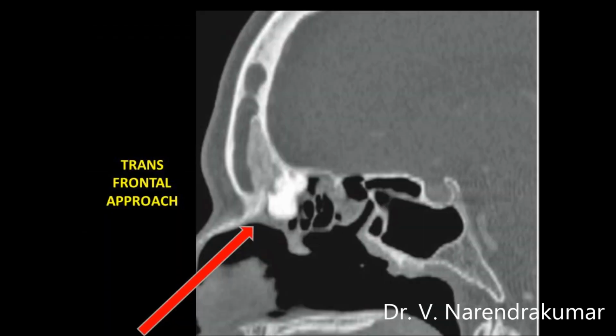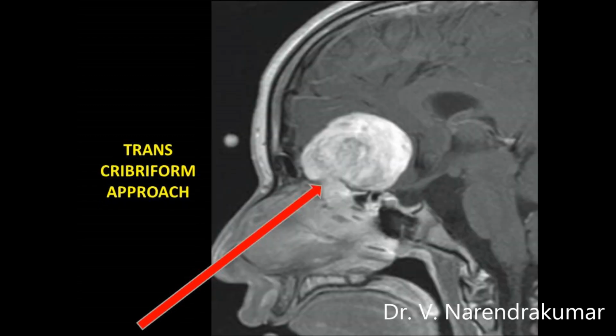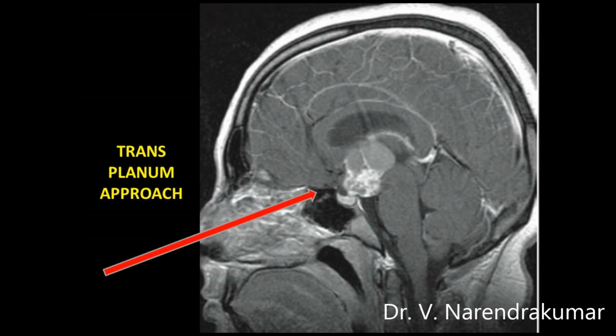This is a nasal dermoid cyst, planning to remove by transfrontal approach. This is a case of large olfactory groove schwannoma, planning to remove by transcribriform approach. Case of a large craniopharyngioma, planning to remove by transplanum approach, and combined with transsellar too.